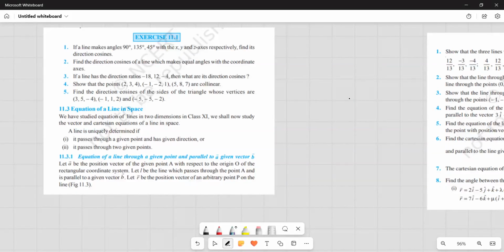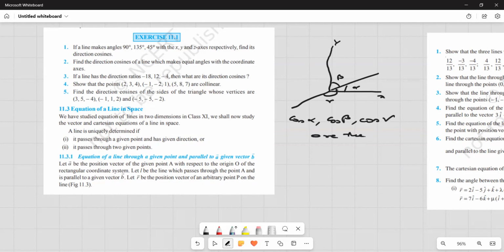Today we are going to do direction ratios and direction cosines. What are the direction cosines? If a straight line is in space, with the x-axis, y-axis, and z-axis, and it makes an angle alpha with the x-axis, beta with the y-axis, and gamma with the z-axis, then cos alpha, cos beta, cos gamma are the DCs, the direction cosines of the line.